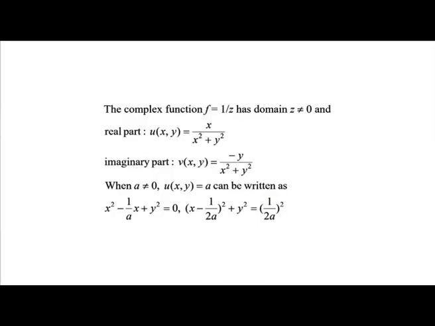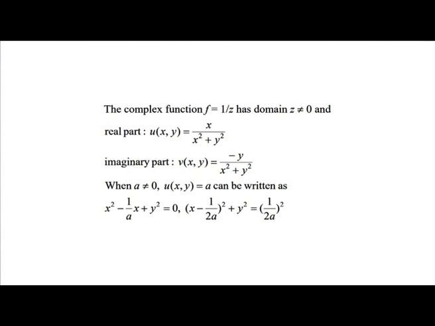Now, the complex function f is equal to 1 by z has domain z not equal to 0, and what is the real part of f is equal to 1 by z? Here you will have to rationalize the denominator. So, you get u of x y as x by x square plus y square and the imaginary part v of x y as minus y by x square plus y square.